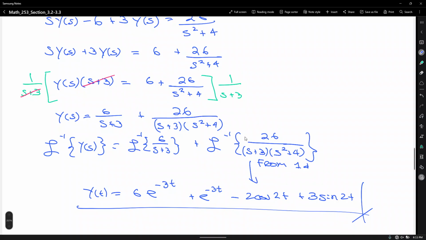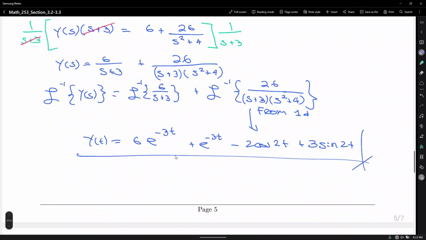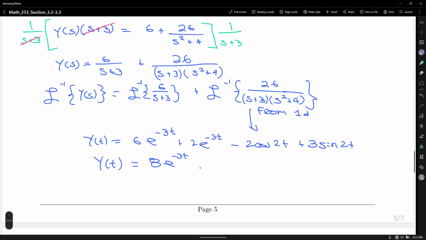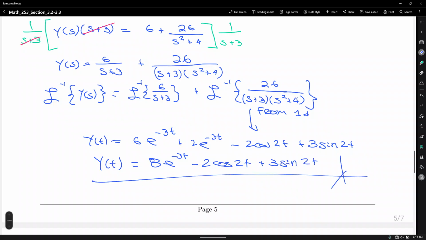So for the first term, we got 6 over s plus 3, which is this term. And I believe there was supposed to be a plus 2 here, right? And I forgot something here. Combine these two together: 8 e to the negative 3t minus 2 cosine 2t plus 3 times sine 2t. Final answer, right? That's our very final answer. Let's do another example.